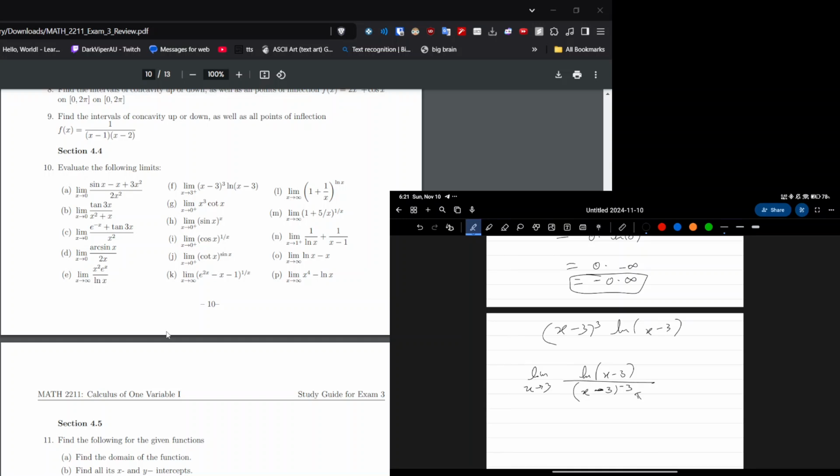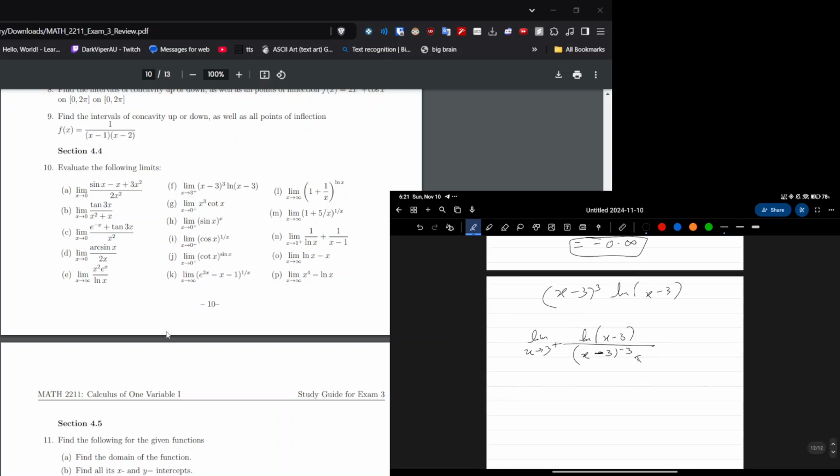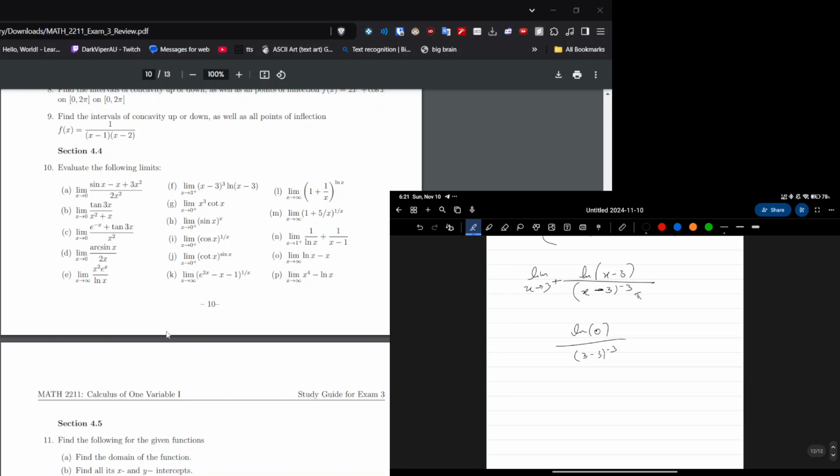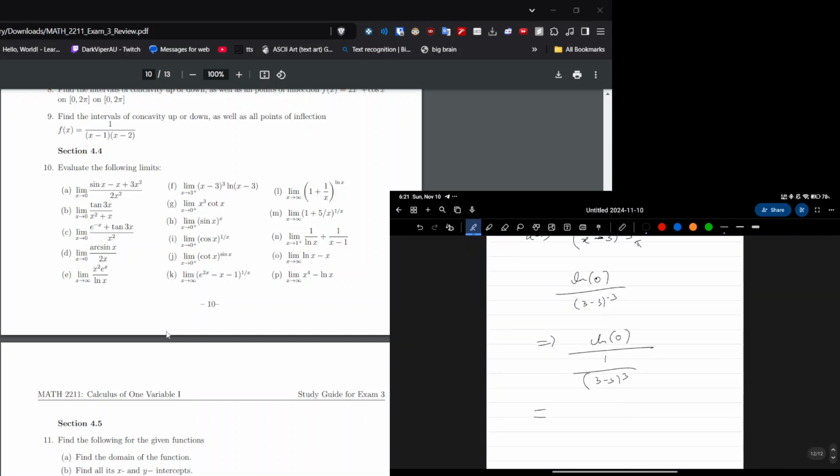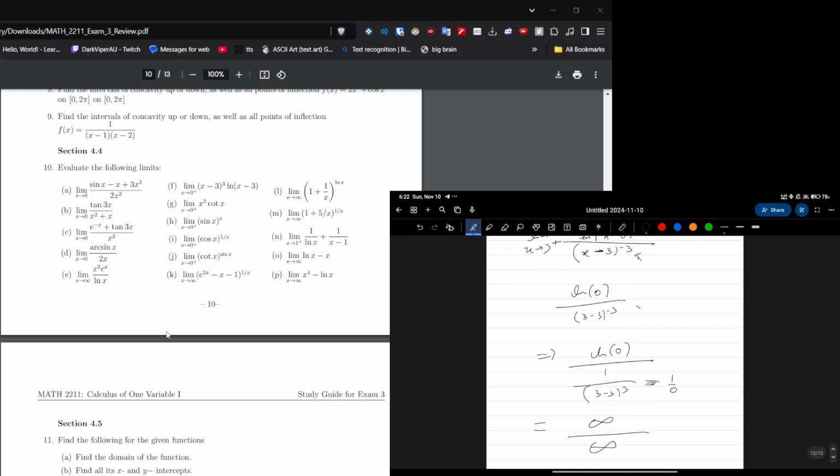Limit of x goes to 3 plus, which means 3 from the right. All right, now that I have this in this form, let me test it again. So log of 0 over 0, or basically let's do 3 minus 3. It could be written like log of 0, and 1 over 3 minus 3 with a positive power means the same thing. So this becomes infinite, and this thing over here would become 1 over 0, which is infinite again. So infinite over infinite. Now we can use the L'Hopital rule on this.